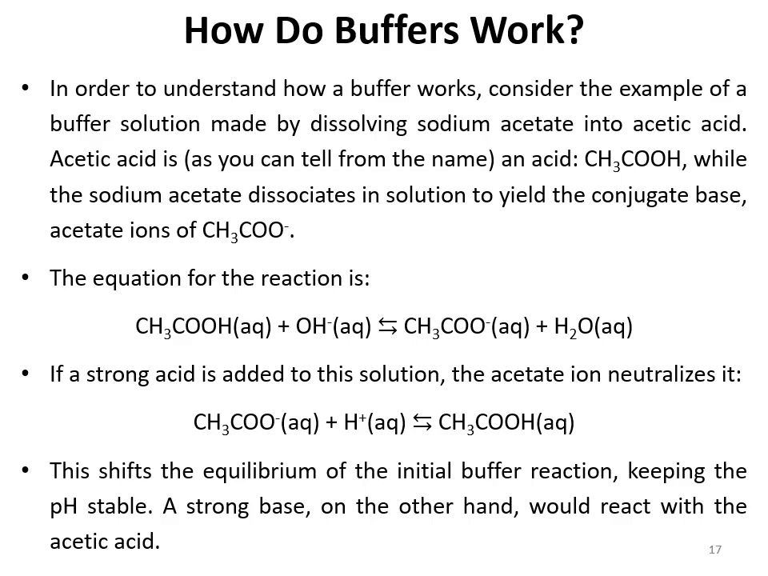If a strong acid is added to the solution, the acetate ion neutralizes it, so the acetate ions will convert into acetic acid. And if we add a base into the buffer solution, it will react and form acetate ion and water. This shifts the equilibrium of the initial buffer reaction, keeping the pH stable. A strong base, on the other hand, would react with the acetic acid, as you can see from the equation.